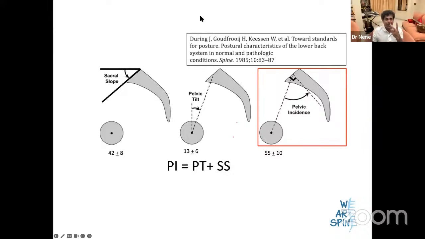So it is a little complex. It's not a visual or an eyeballing. And you need a special X-ray. So we tend to discount it. But I've just tried to tell you why it is so important. And once again, I'm saying it is important if you're planning a long lumbar fusion.